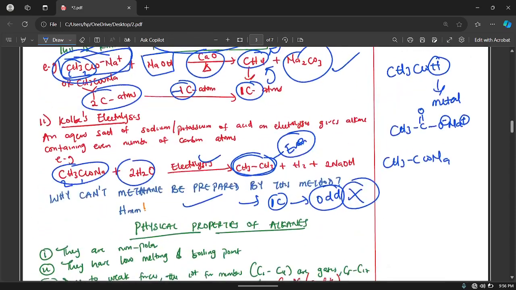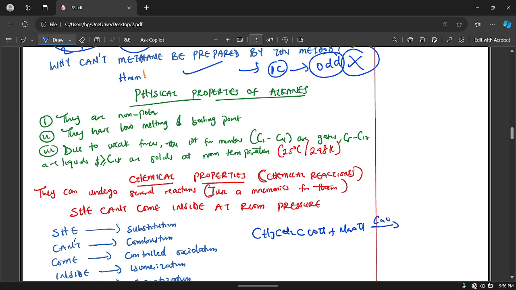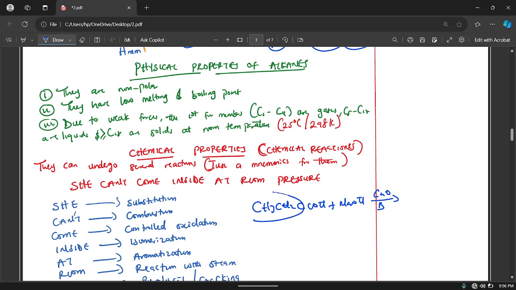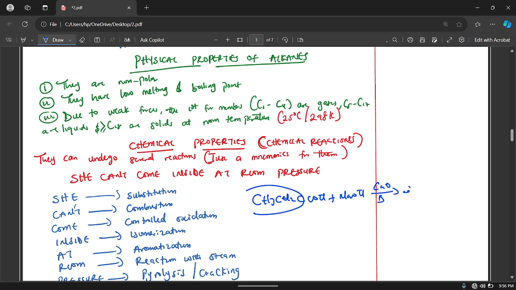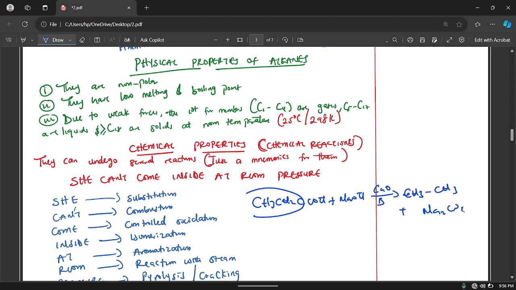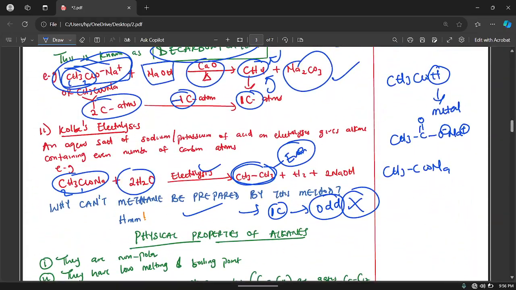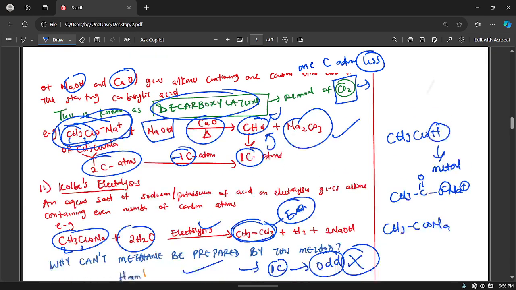So with NaOH and CaO, plus NaOH, it's still going to give us a carbon atom less. This is propanoic acid, so it will now give us ethane, right? So it gives us ethane, not methane in this case. So it will be CH3CH3 plus Na2CO3, and that will still be the same thing. Okay, so that's that for the preparation of alkane from carboxylic acid.